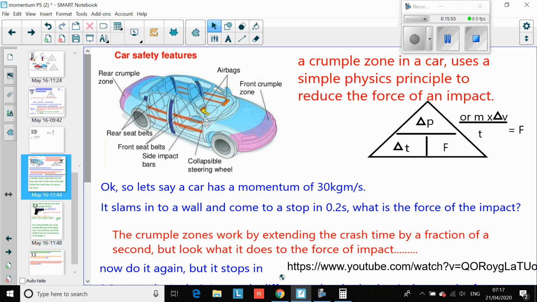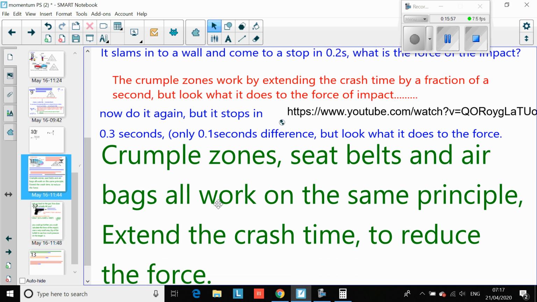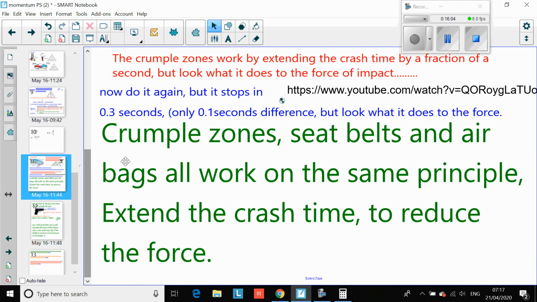Okay, so crumple zones, seatbelts, airbags all work on the same principle to extend the crash time and reduce the force. Okay, so if you've got nothing else next to your diagram of the car, can you include that? Because that is really, really important. That is the main principle on how they work.